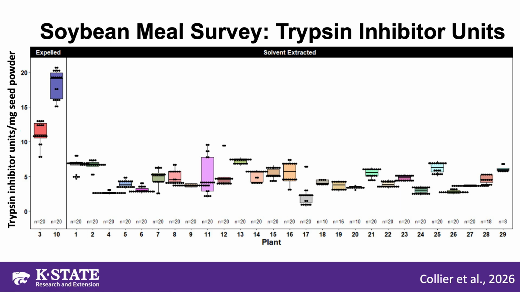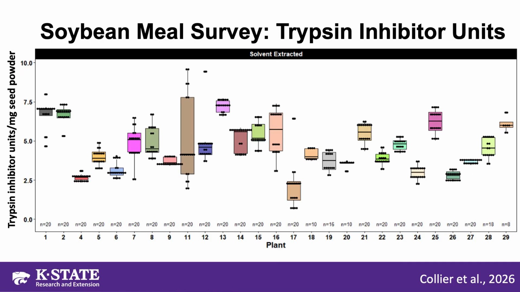Next, I want to move on to trypsin inhibitor units, and I know that this has been a big topic within the swine and poultry industries recently. And the thing that stands out is clearly those extruded expelled samples had the highest trypsin inhibitor values, with values ranging over 10 up to 20 TIU per milligram seed powder. Additionally, we do see quite a bit of variation when we look at the trypsin inhibitor between and within plant.